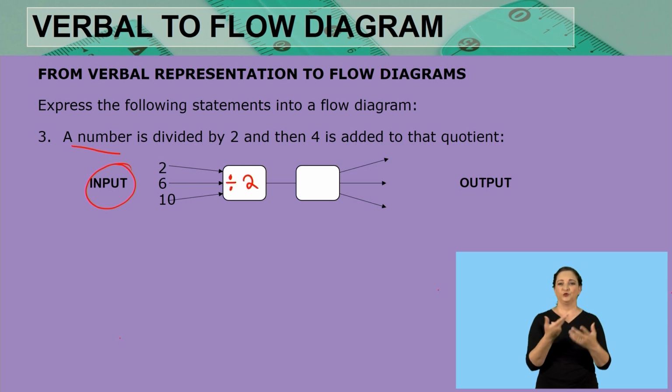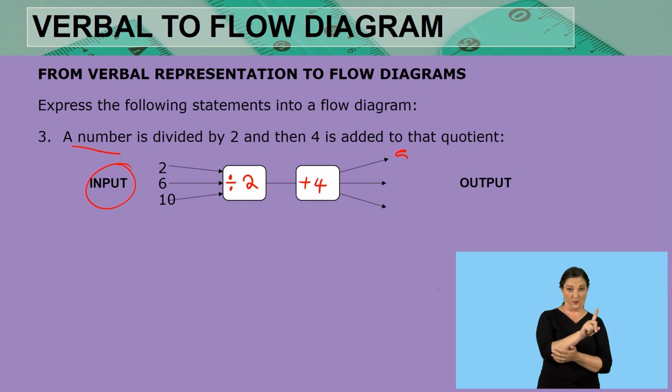And then that quotient that we get there, we are going to now add 4, and that is going to give us our output value. So let's get to it. That is 2 divided by 2. We know that gives us 1. And then when we add 4 to that, it is going to give us 5.